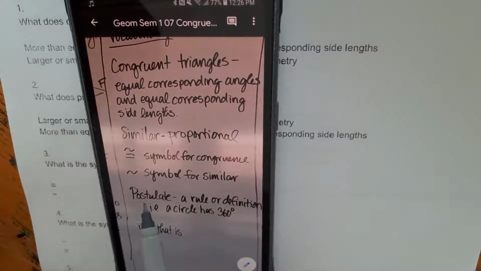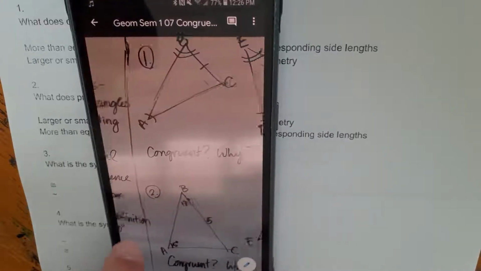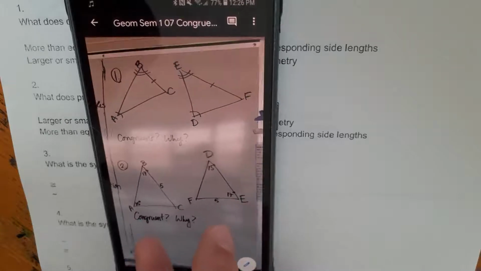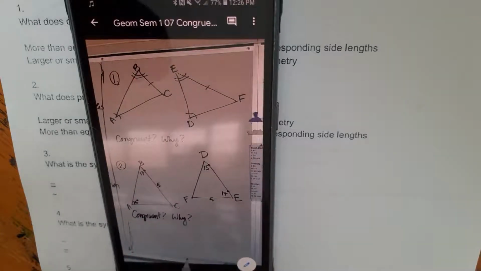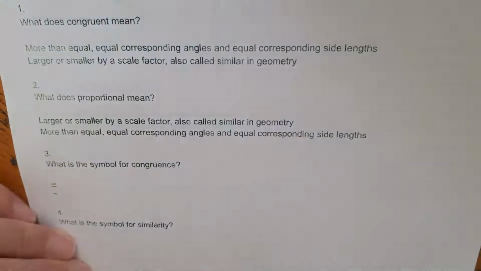And the contrasting word of postulate is theorem. A theorem is a proof using postulates and definitions, right? So this is a postulate we're working on now for congruency. Here's a couple examples. Put those in your comp book. Answer those if you can.